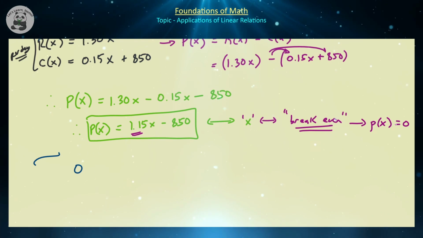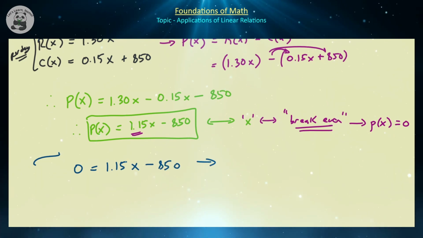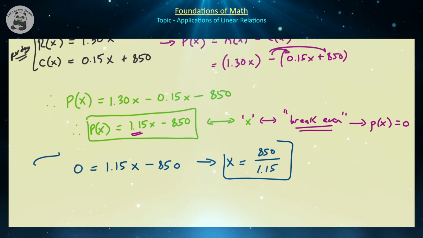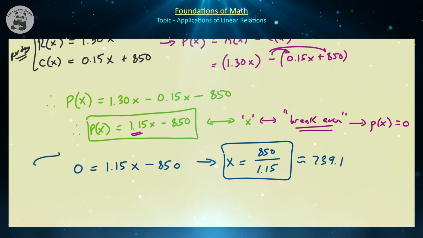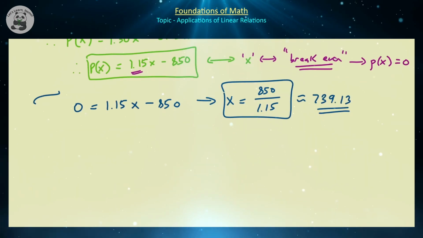So we're going to have 0 is equal to 1.15 times our break-even unit x minus 850. And then if we add 850 to both sides and divide by 1.15, we're going to have x is equal to 850 divided by 1.15. So once we actually work that out, that's going to come out to approximately 739.13 donuts. And let's assume for practicality purposes that you cannot sell a fraction of a donut.